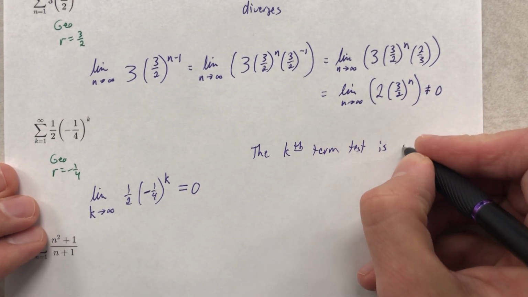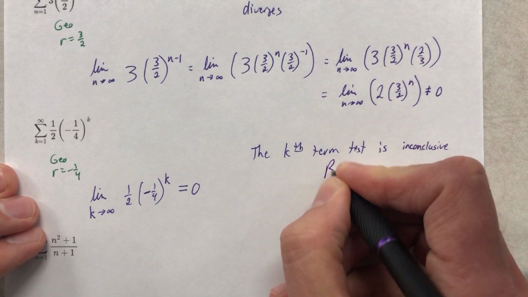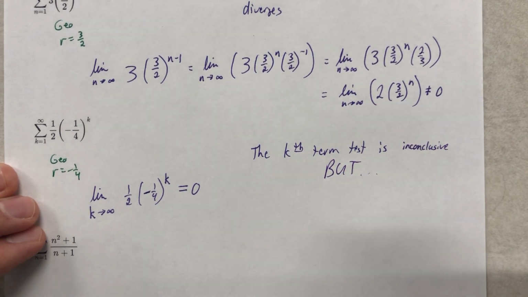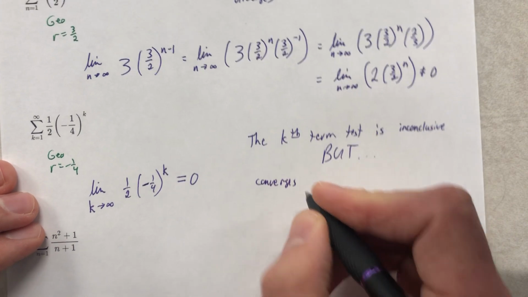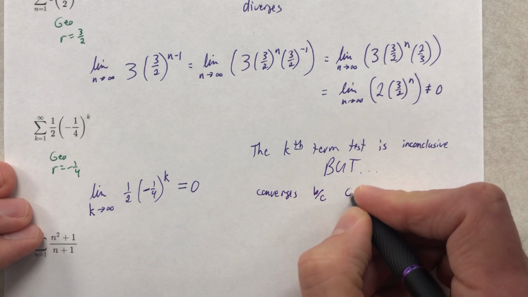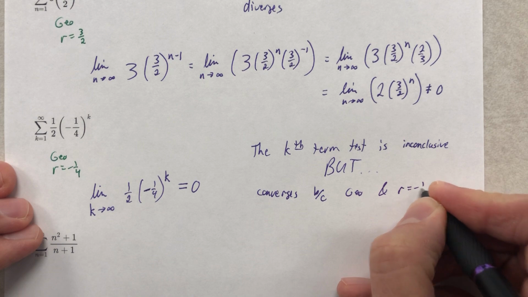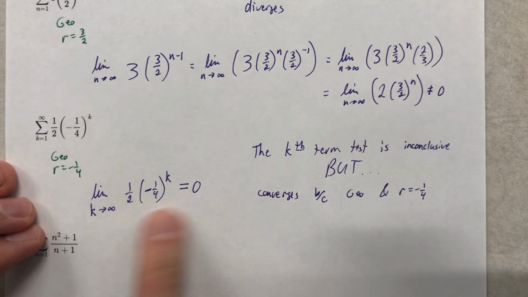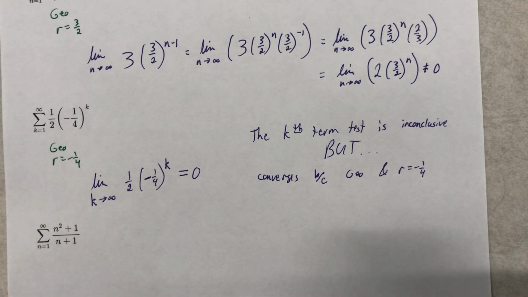The kth term test is inconclusive, but dun, dun, dun, it converges because it is geometric and r is -1/4. Okay, so the kth term test got me nowhere, but I did know that. Sentence fragments over here. Terrible idea.